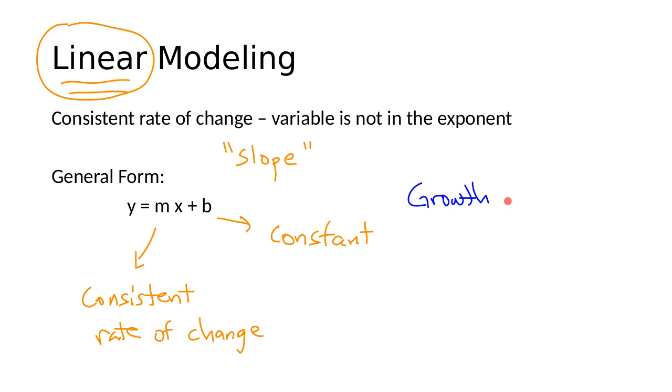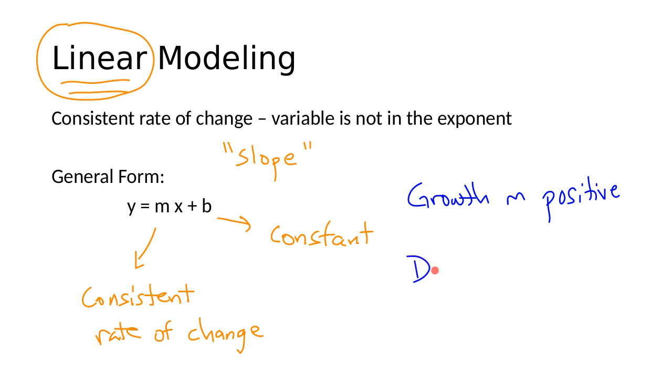and that happens when m is a positive number. When our consistent rate of change is a positive number, we see an increase. That's what we saw in renting the truck. As the number of miles driven went up, the total cost of renting the truck also went up.